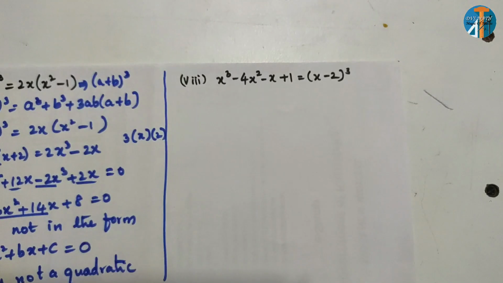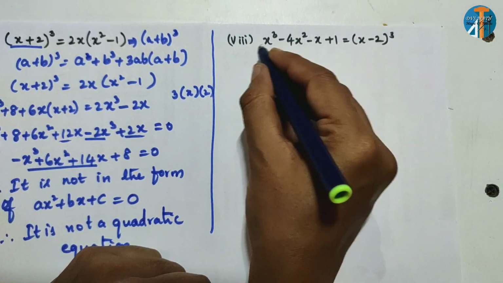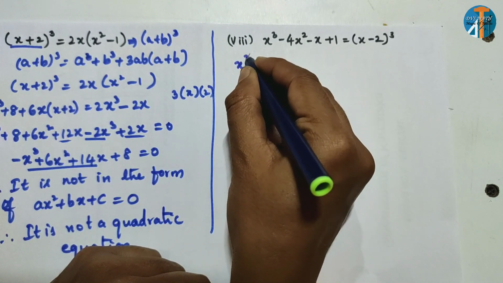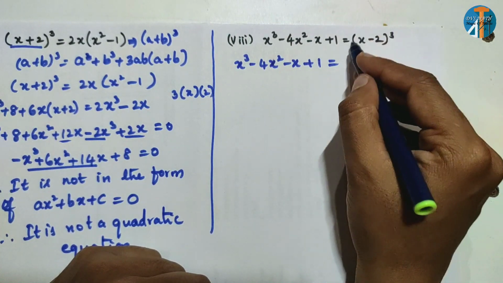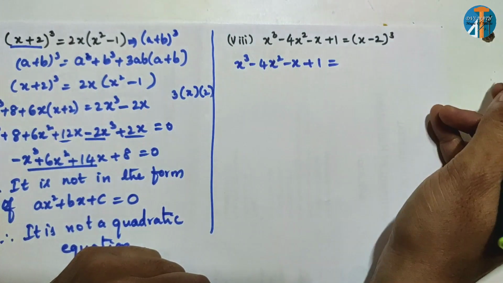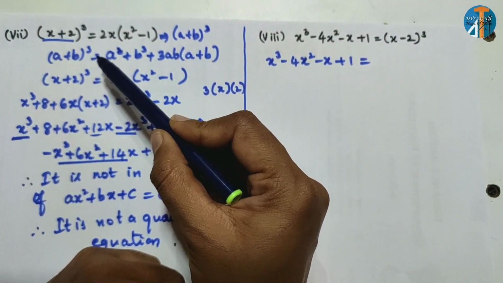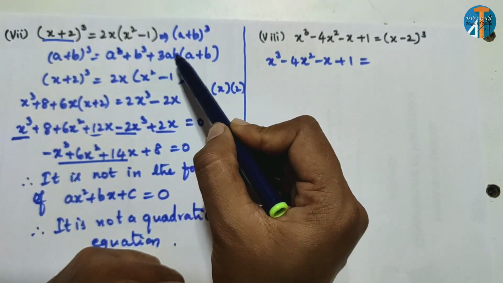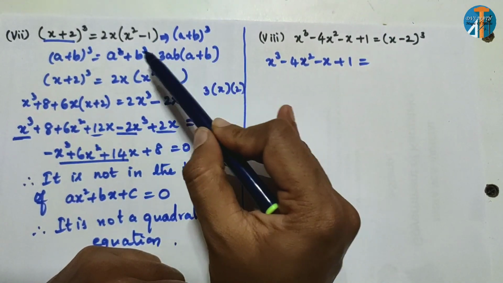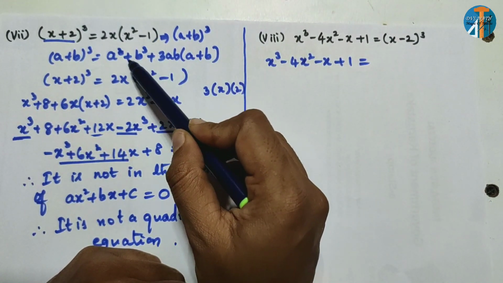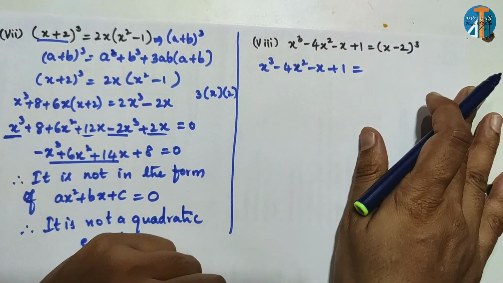Okay, let's move on to the last sub question in question number 1. Write it as it is: x cube minus 4x square minus x plus 1 is equal to x minus b whole cube, a minus b whole cube. Observe, a plus b whole cube is a cube plus b cube plus 3ab into a plus b. But a minus b whole cube means the same will repeat, but instead of plus we will have minus. Everything is minus.